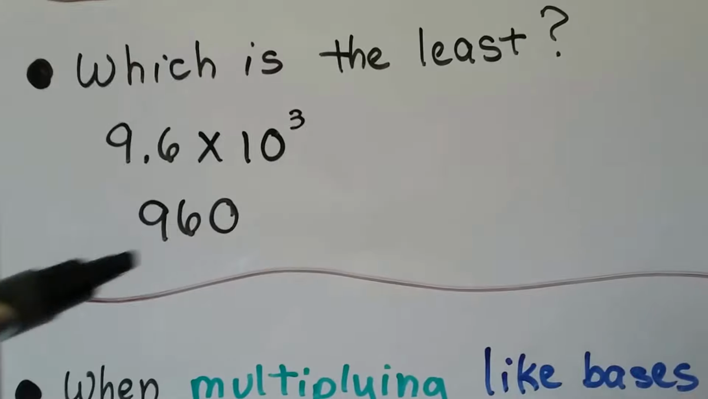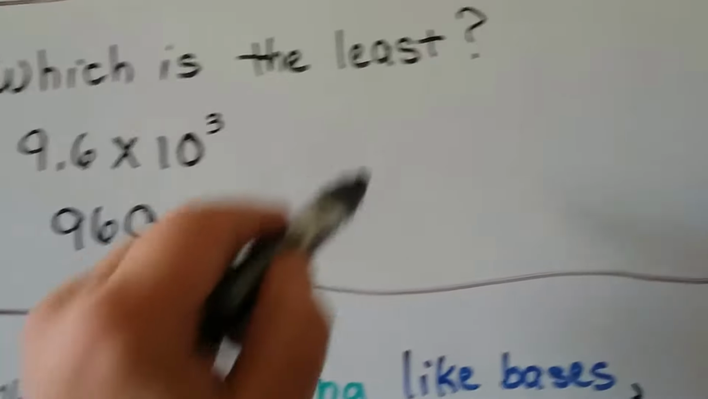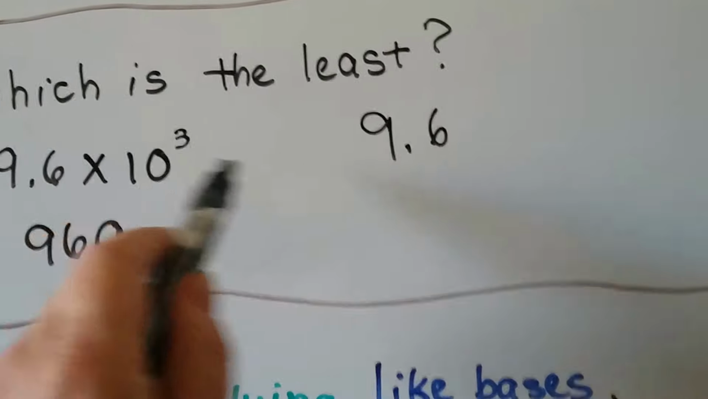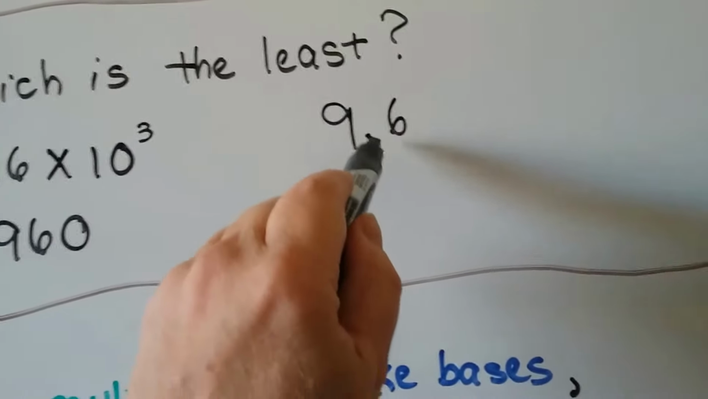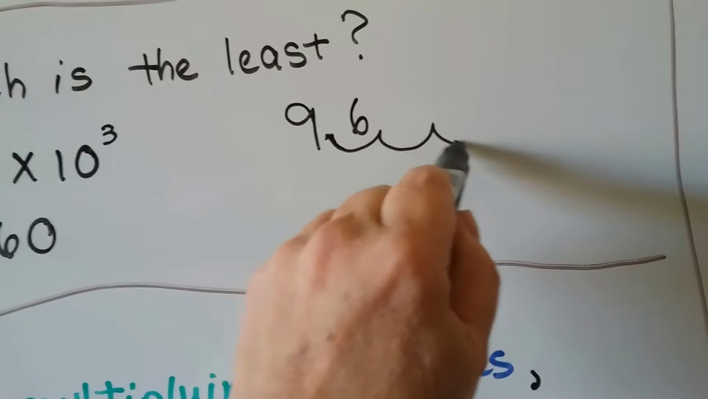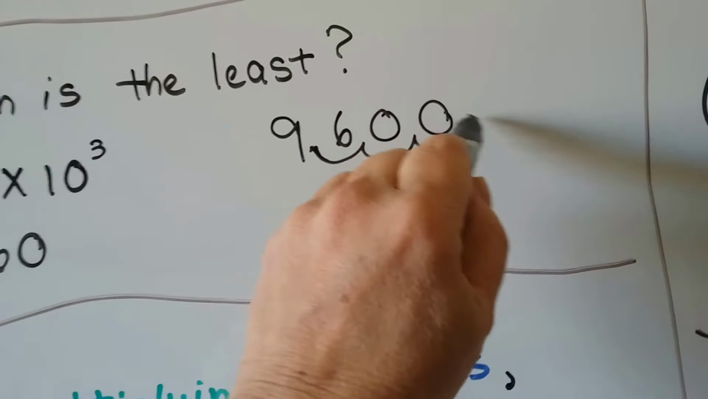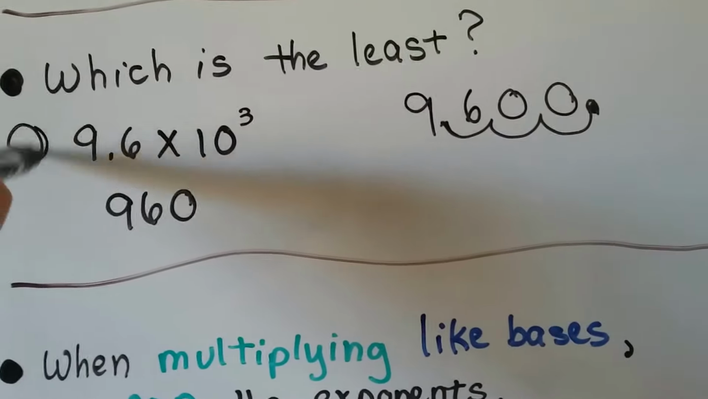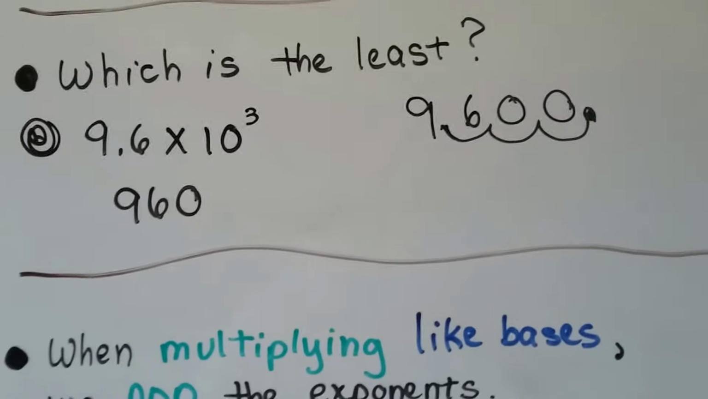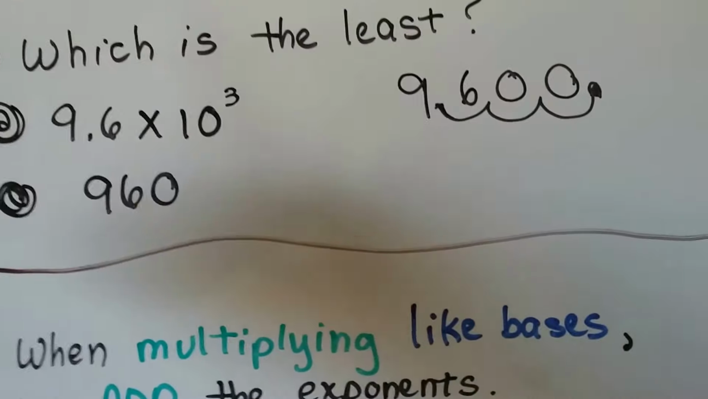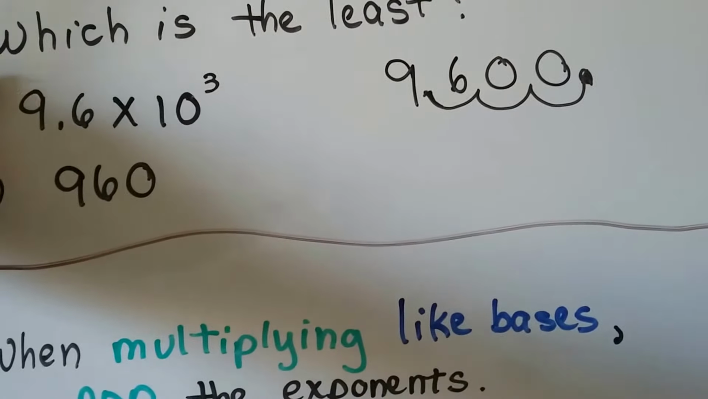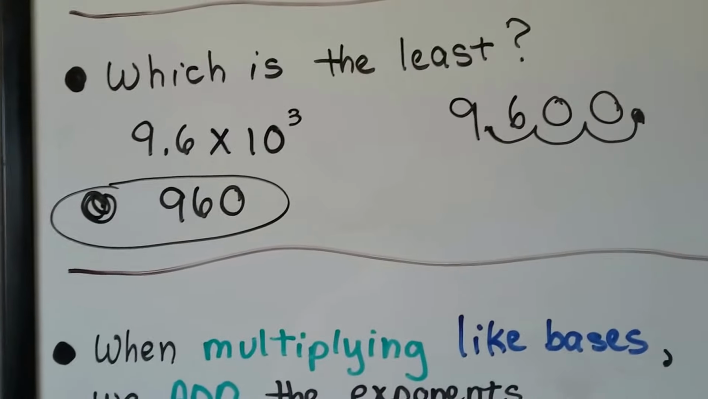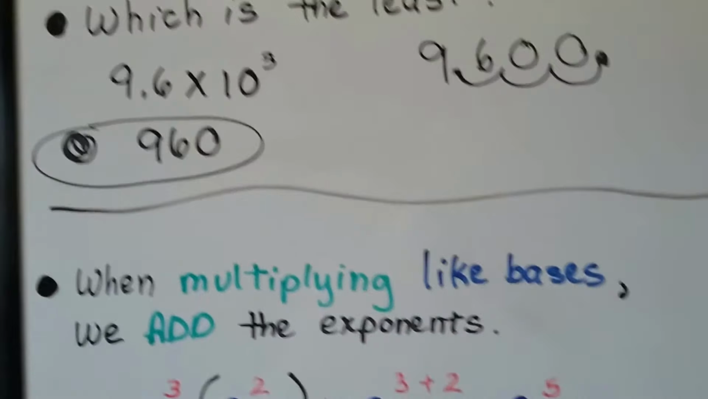9.6 times 10 to the third, or 960? Well, if we have 9.6 and we move the decimal 3 hops, it's positive, so we go 1, 2, 3. We have to put zeros for place values. We have 9,600. So we know this is the one that's larger, and this is the one that's smaller. Whoops, so we want the one that's the least, don't we? So it would be this one. That's the one that's the least. Got to answer what it's asking, all right?